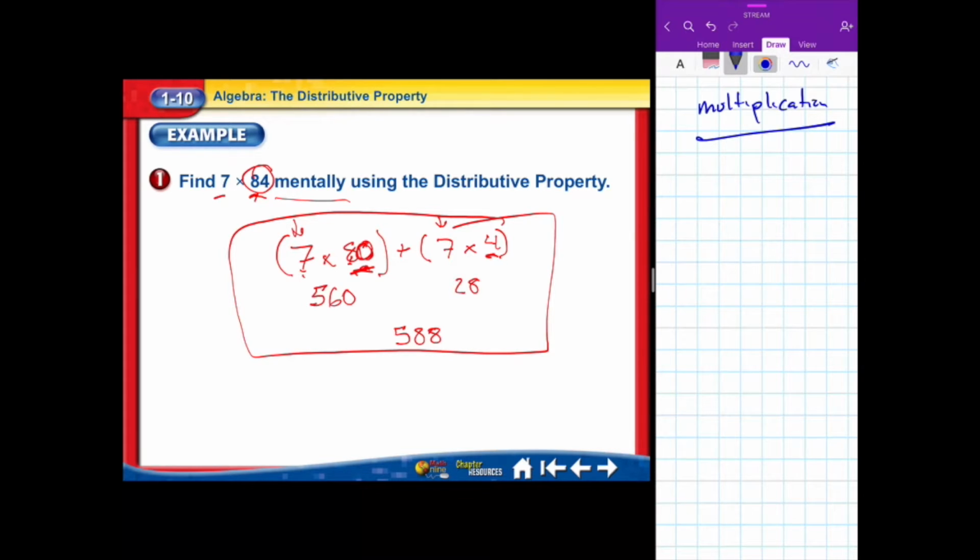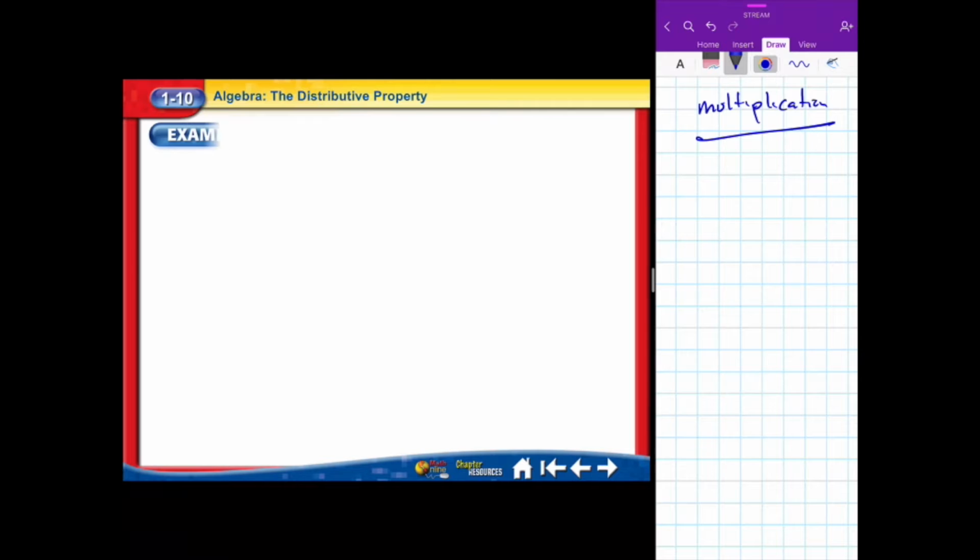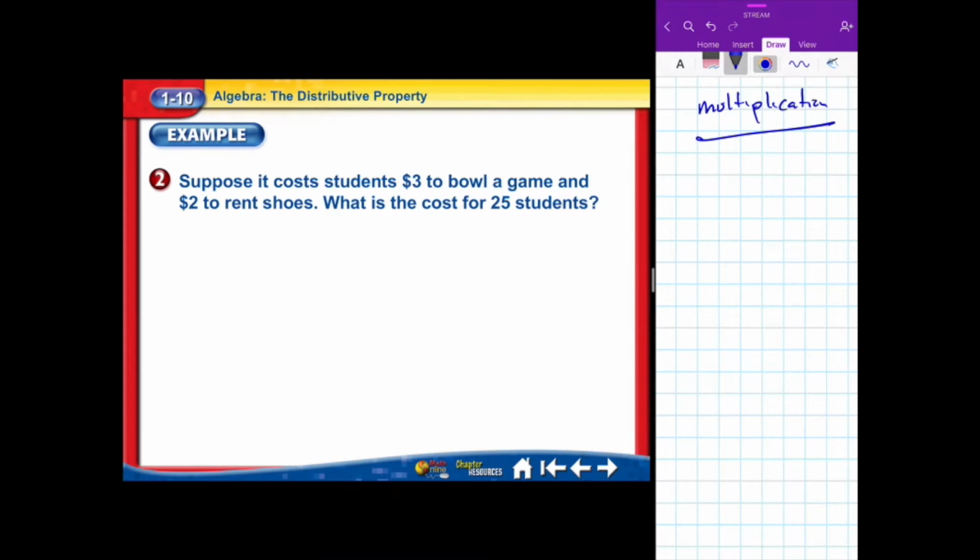All right, let's take a look at another problem. Suppose it costs students $3 to bowl a game and $2 to rent shoes. What is the cost for 25 students? So 25 students are paying $3 and 25 students are paying $2. What I'm going to do is take this 25 and distribute it to the 3, and take this 25 and distribute it to the 2.